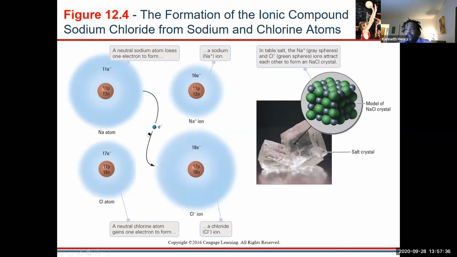where sodium gives up its electron to chlorine. So then chlorine becomes the minus chloride ion, negatively charged. And then the sodium ion is positively charged. It loses that electron. Now, because you have that plus and that minus, those guys are going to interact, forming this lattice. And here, the gray represents the sodium ion, the green represents the chlorine ion.